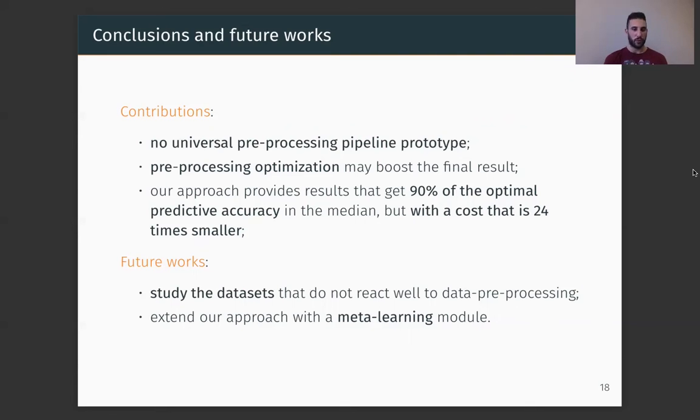In our future work, we would like to study the datasets that do not react well or do not react at all to data preprocessing, but also to extend our approach with a meta-learning module. Therefore, given a dataset and a machine learning algorithm, it can recommend the most effective prototype, and hopefully we can get some insight.